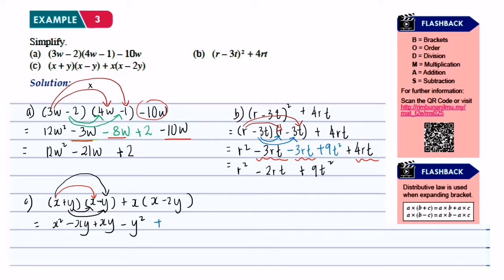Plus, okay, the next one also we expand. Okay, s times s equals s squared. s times negative 2y, positive times negative equals negative. So we have negative 2sy.